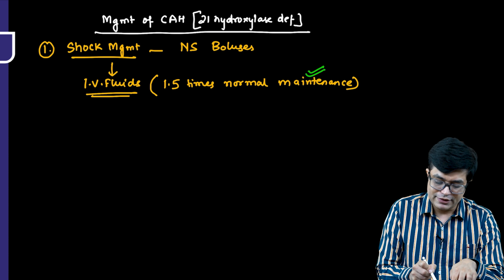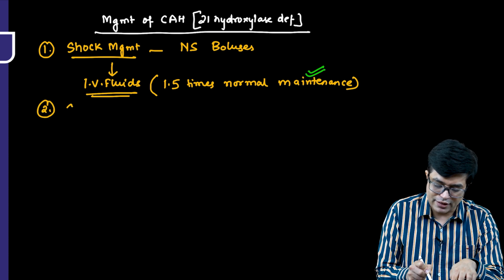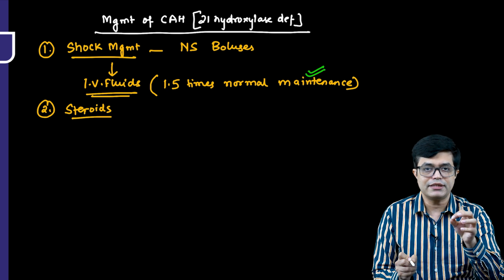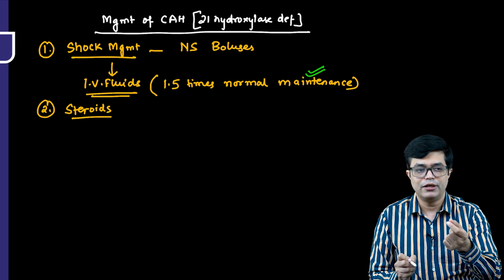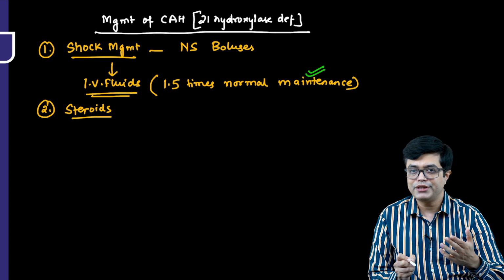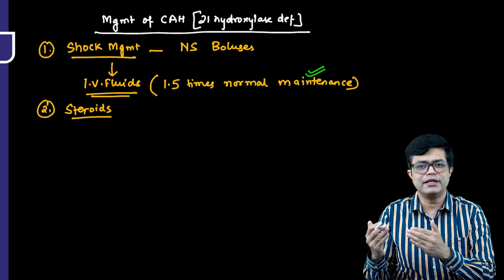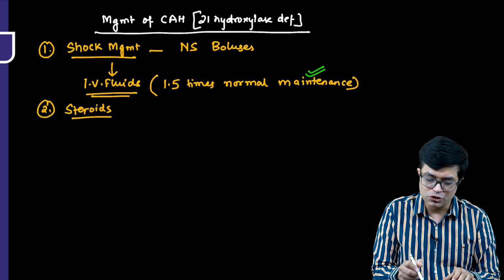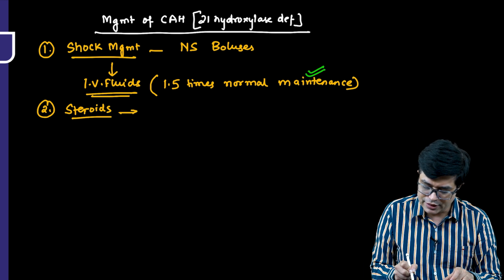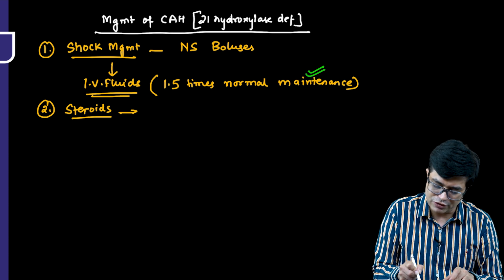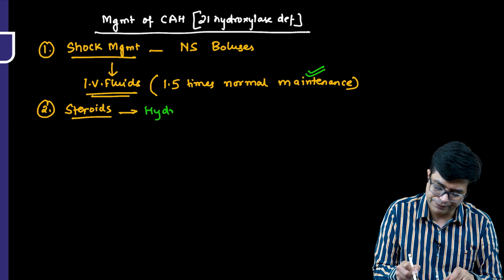Apart from that, second thing that you need to do is start steroids in the patient. Why? Because CAH is characterized by deficiency of glucocorticoids, generally as the patient is presented with hypoglycemia, plus there is also a salt wasting crisis. So what is the agent of choice you will be starting? Yes, the agent of choice in the patient will be hydrocortisone.